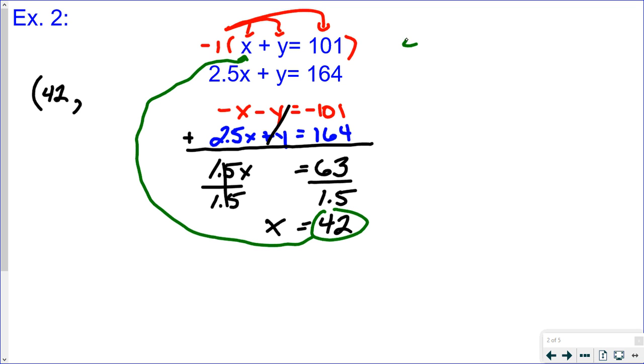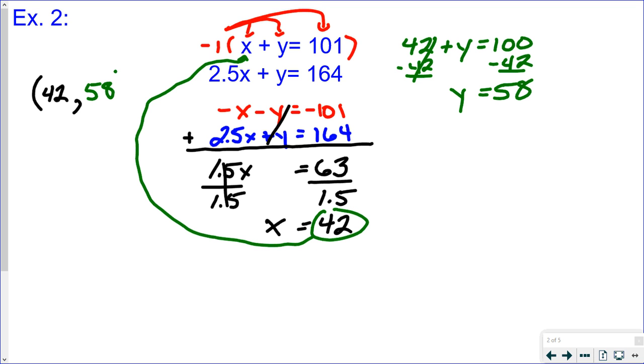And so that's going to give me 42 plus y equals 101. Subtract 42 from both sides. And so y equals 58. So there's the other half of my solution. So my solution is 42, 58. And again, you can check that. You can plug it into both the equations and make sure it makes both of them true.